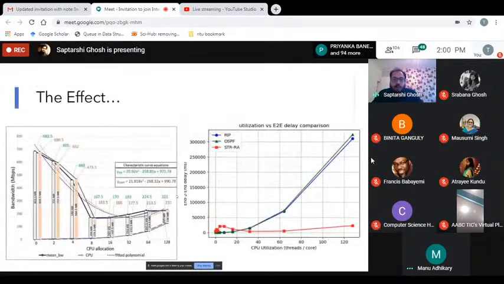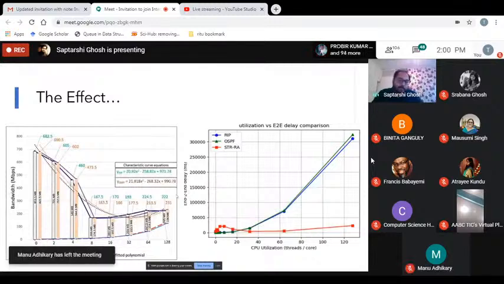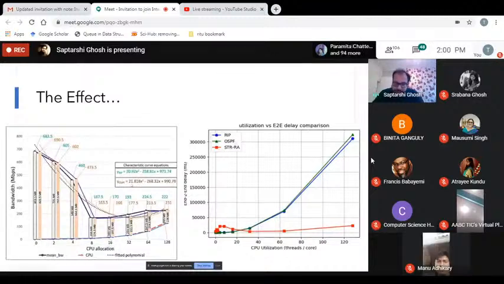We did this on some comparison, and we found that the algorithm we provide gives a better result than some of the existing standards. Let me quickly show you what's happening here. On the x-axis, I'm increasing the number of CPU threads, so the number of loads I'm putting on the machine. And on the y-axis, you see the bandwidth falls rapidly.